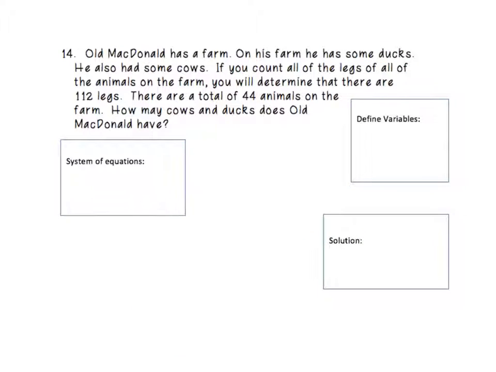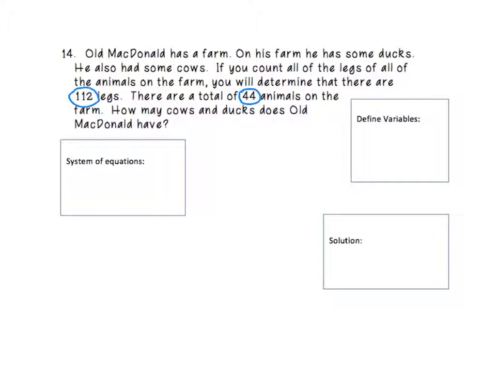So this problem reads, Old MacDonald had a farm. On his farm he has some ducks, and he also had some cows. If you count all of the legs of all of the animals on the farm, you will determine that there are 112 legs. There are a total of 44 animals. So there's our two totals on the farm. How many cows and ducks does Old MacDonald have?